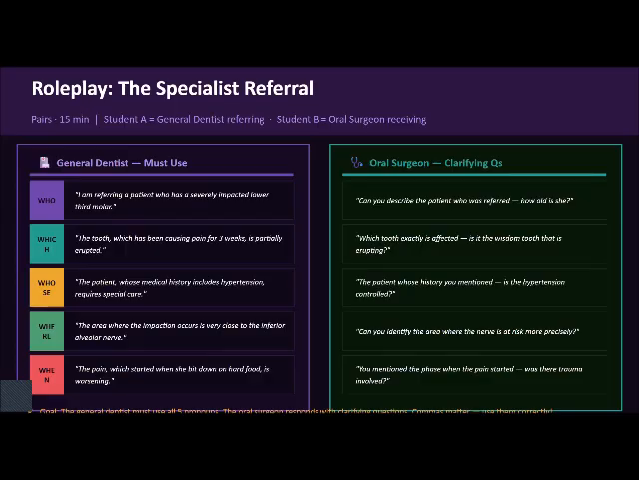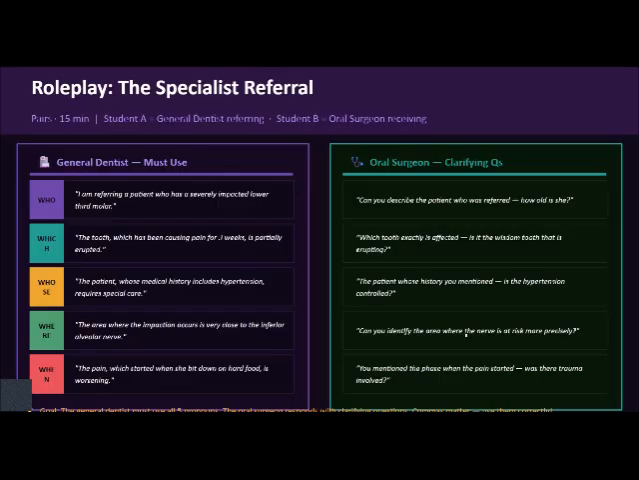The patient whose history you mentioned, is the hypertension controlled? All right. Nicole. Yes, can you identify the area where the nerve is at risk more precisely? Precisely.